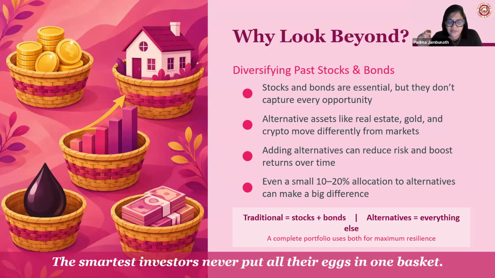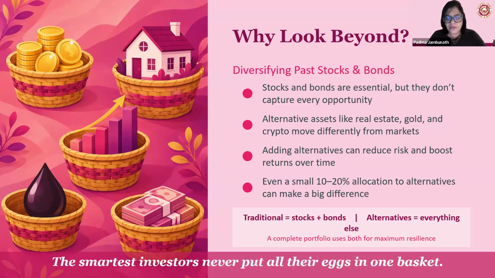So what happens is when you invest 10 to 20% in alternatives, it will reduce your volatility by at least 15 to 20% while maintaining a similar return. You still will get the return. The key insight is correlation. You want assets that don't all move in the same direction at the same time. So when the market goes up, we need something that stays stable.